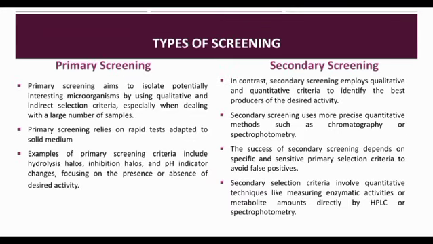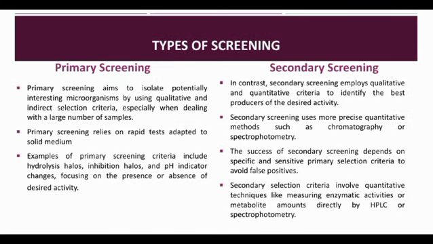Here are the types of screening. Screening can be of two types, primary screening or secondary screening. In primary screening, we focus on the qualitative and indirect selection criteria, whereas in secondary screening, we focus on both qualitative and quantitative criteria. We use primary screening when we are dealing with a large number of samples, whereas when we want to identify the best producer of the desired activity, we will prefer secondary screening.